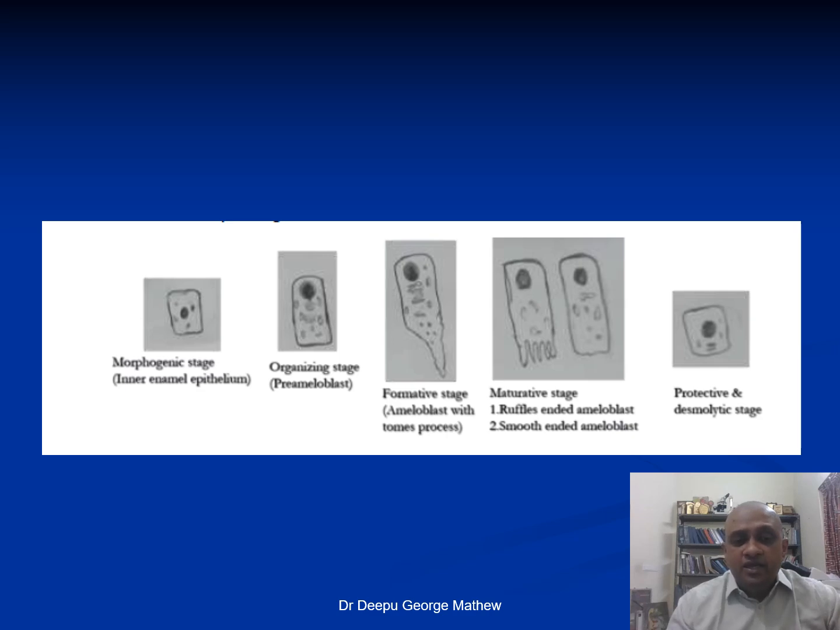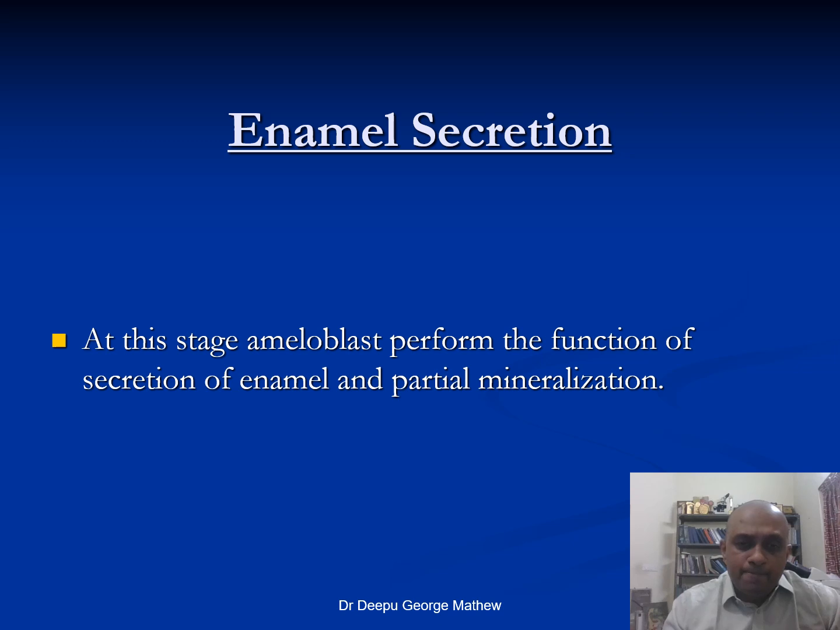In the initial morphogenic stage, there's a low cuboidal cell with the nucleus at the center. In the organizing stage, there is a reversal of polarity. In the formative stage, you have the Tom's process being formed. In the maturative stage, you have ruffle-ended ameloblast and smooth-ended ameloblast. Then comes the protective and the desmolytic stage, where the post-functional ameloblast is again like a low columnar cell with the centrally placed nucleus. So now easily you can draw this diagram, it's not that complicated.